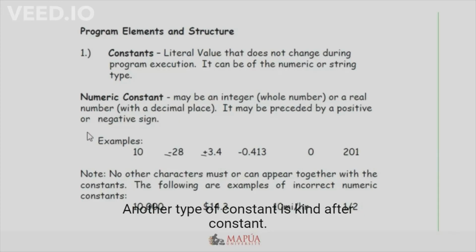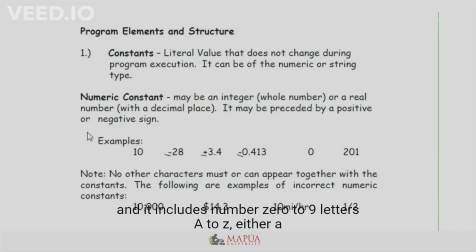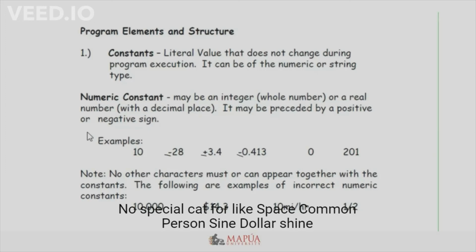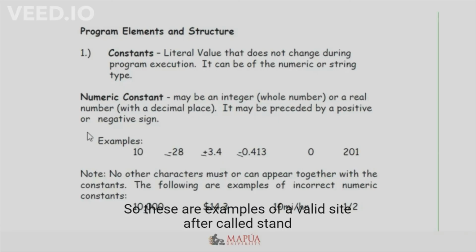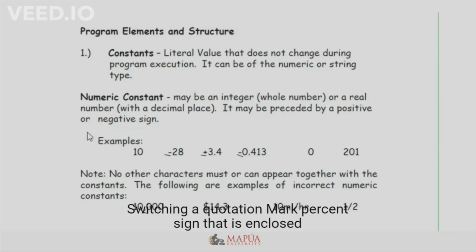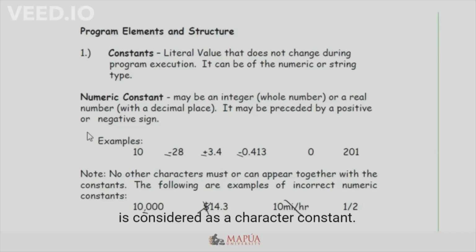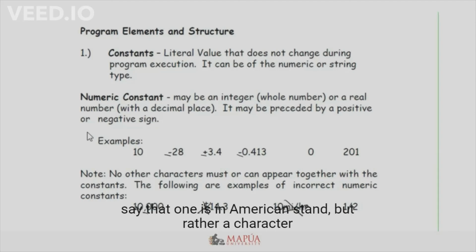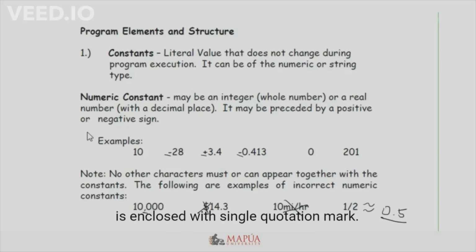Another type of constant is the character constant. A character constant is enclosed with single quotation marks, and it includes numbers 0 to 9, letters A to Z, either small or capital letters, and all special characters like a space, comma, percent sign, dollar sign, dash, underscore, ampersand, etc. may be included. So these are examples of valid character constants. A J enclosed with single quotation marks, a percent sign enclosed with single quotation marks, a period enclosed with single quotation marks is considered a character constant. Number 1, since this is enclosed with single quotation marks, we cannot say that 1 is a numeric constant, but rather a character constant. G is also an example of a character constant that is enclosed with single quotation marks.